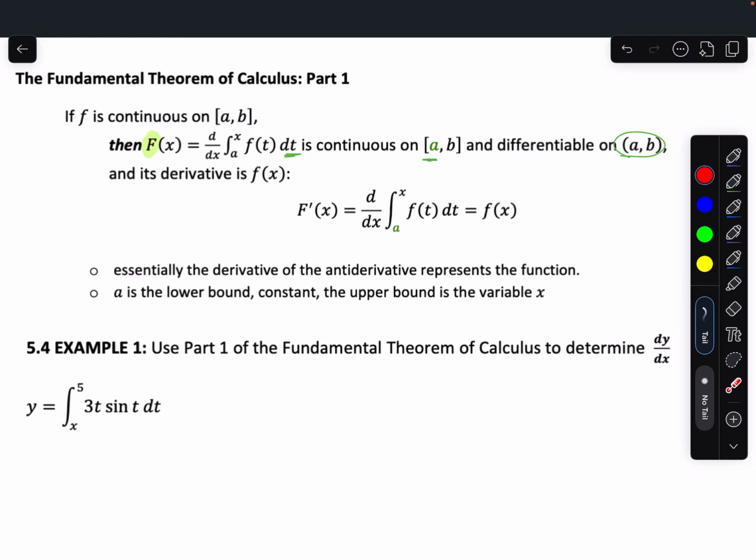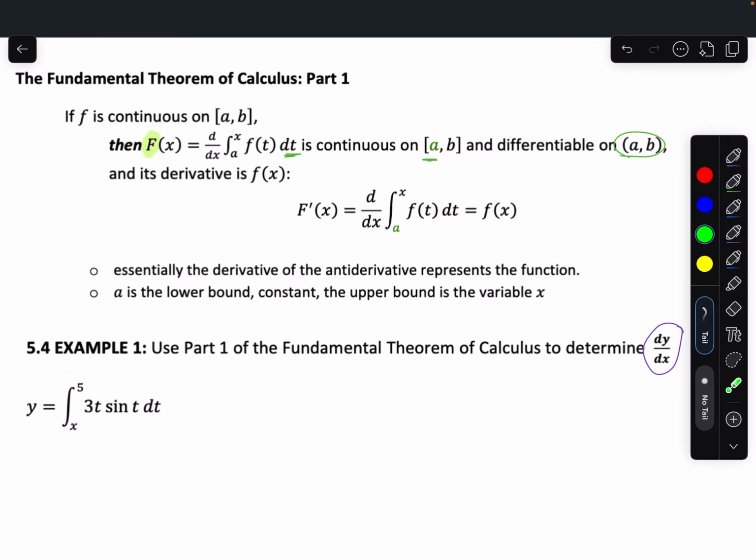So what does that mean? How can I use the fundamental theorem of calculus to solve a problem? Well, we need to determine in this next problem, using the fundamental theorem of calculus, dy over dx. We are given y and it's represented as some integral. We have the integral from lower bound variable x to an upper bound constant. My f of t is 3t sine t integrated with respect to t. So that matches what we have up there in our definition. What doesn't match? We only have the integral symbol.